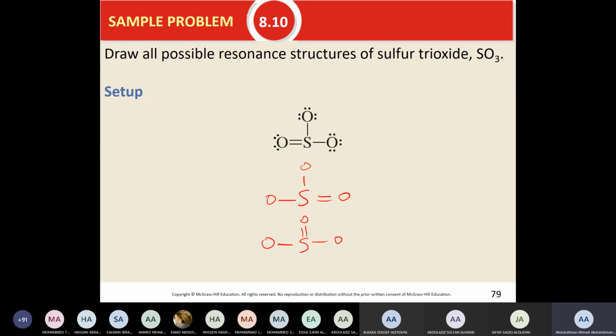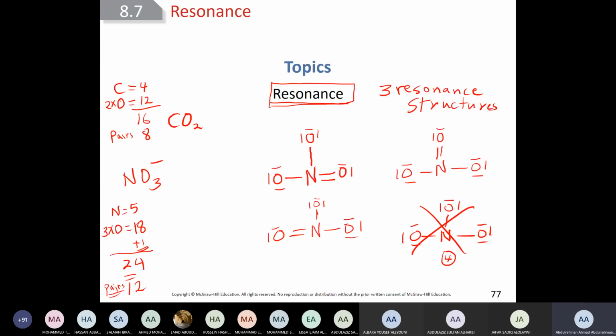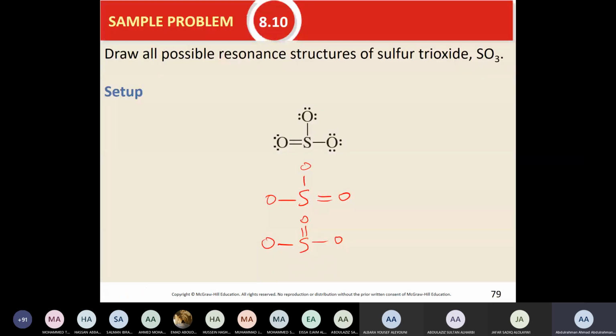Or if it's a single bond, like what we did with CO2, if you remember, we took it away. We move the bonds without moving the atoms. That's the meaning of resonance. The word resonance: move bonds, but keep atoms in the same place. Clear?